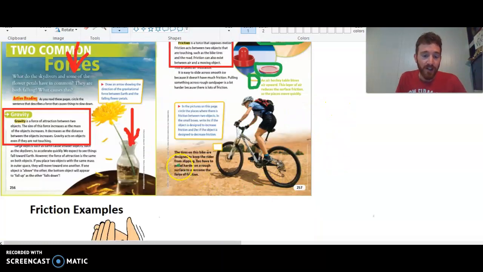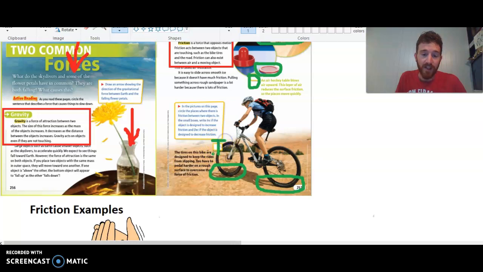Now our last one, it says the tires on this bike are designed to keep the rider from slipping. So in this case, we don't want a lot of friction, okay? Or sorry, we don't want a lot of slippage. We do want friction. So in this case, we'd have the tires on the ground. Now, if you've ever seen mountain bike tires, they have those spikes and bumps and things, and that's designed to increase the friction.